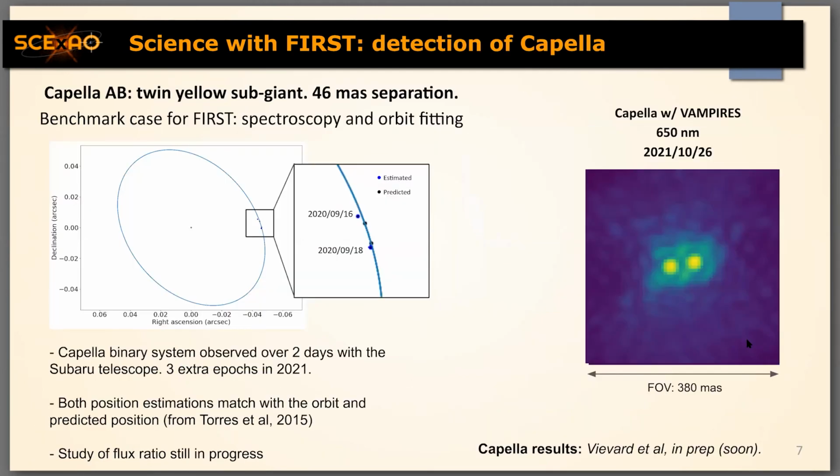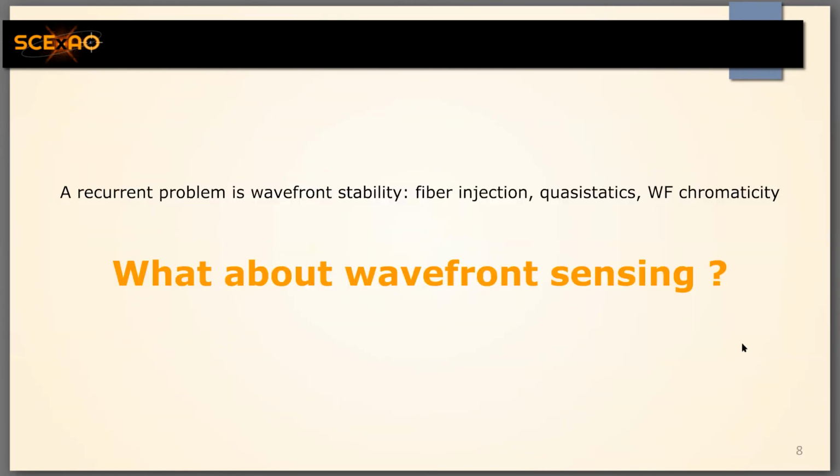This is another result that's in preparation, imaging Capella with a 46 milliarcsecond separation, just a couple of lambda over D, as you can see with the image in the visible. And so the results with orbit fitting, we have Exoplanet Box in 2021, and this should be out next year, the characterization of Capella.